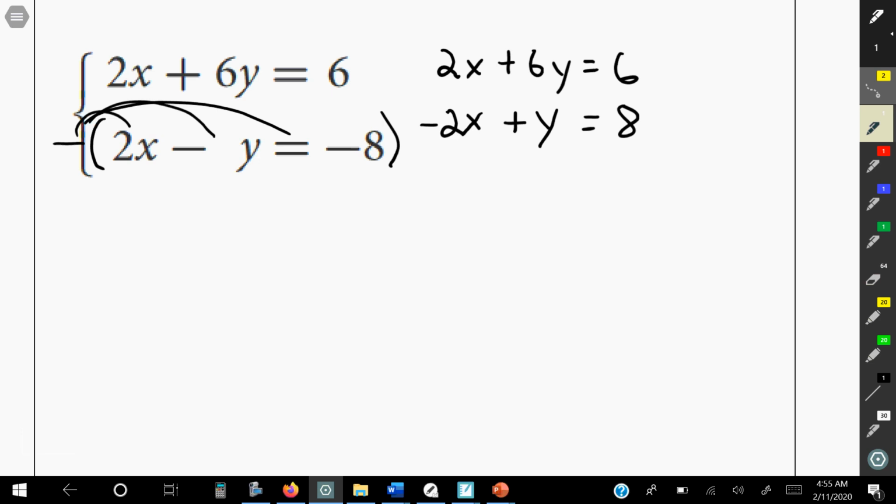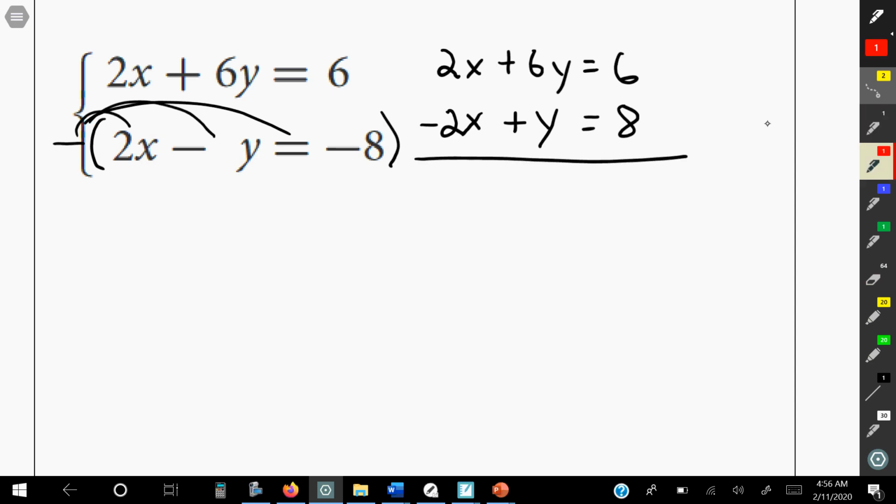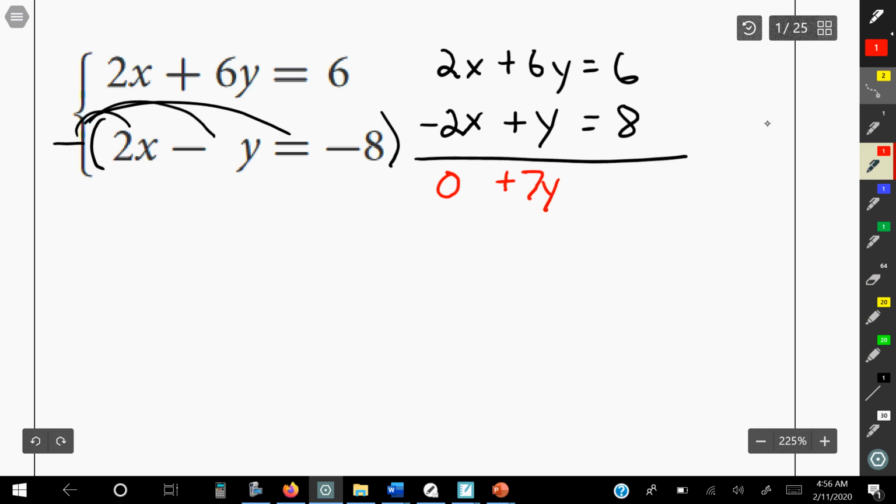Now I can just go ahead and add like I've been doing. So I take the 2x plus negative 2x, that's going to get me 0. I'm going to write it again. Here I'm going to get 7y, and here I get 14.